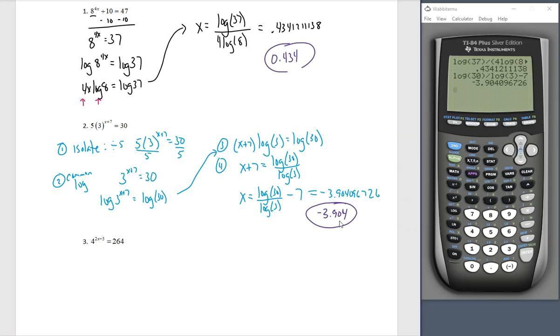And we have our answer. And we can always check this too. I'm going to store that value for x in my calculator. And then I'm going to type in this problem exactly as it's written here. 5 times 3, close the parentheses, to the power of x plus 7. And on my calculator, I can see that it's in exponent form. If you need to use parentheses after your caret, you should do so.